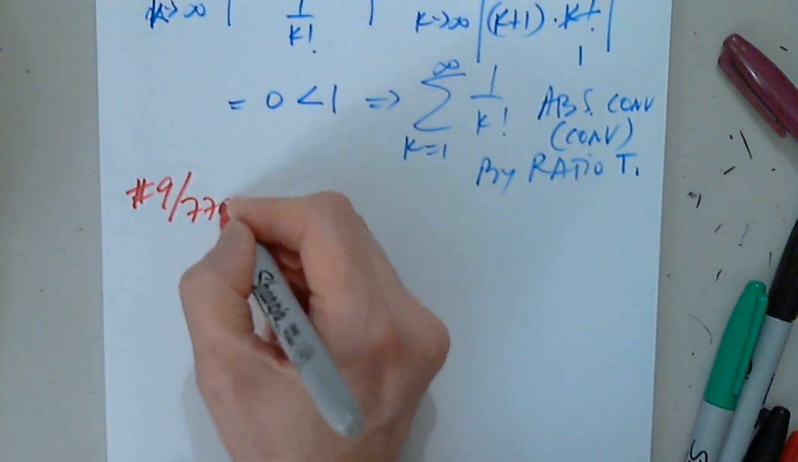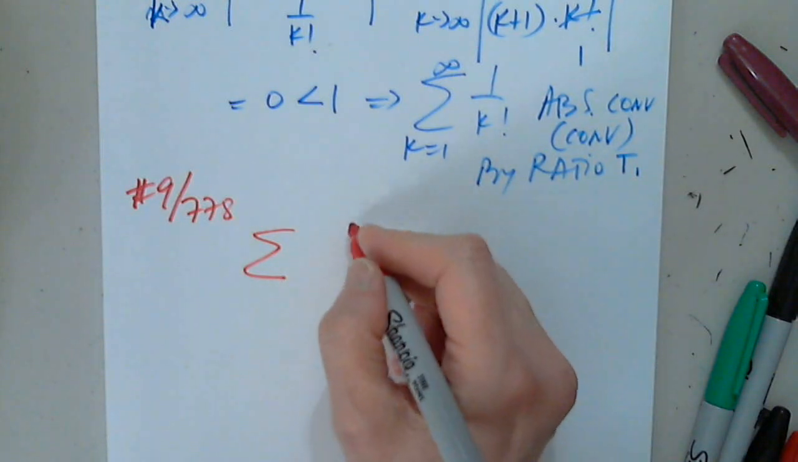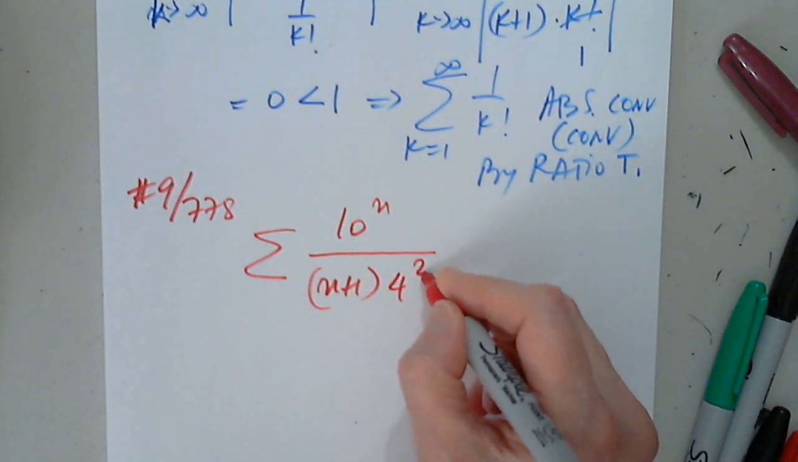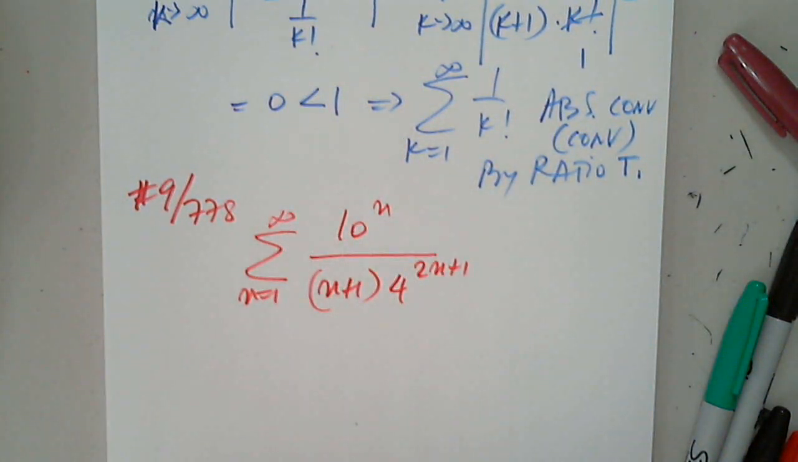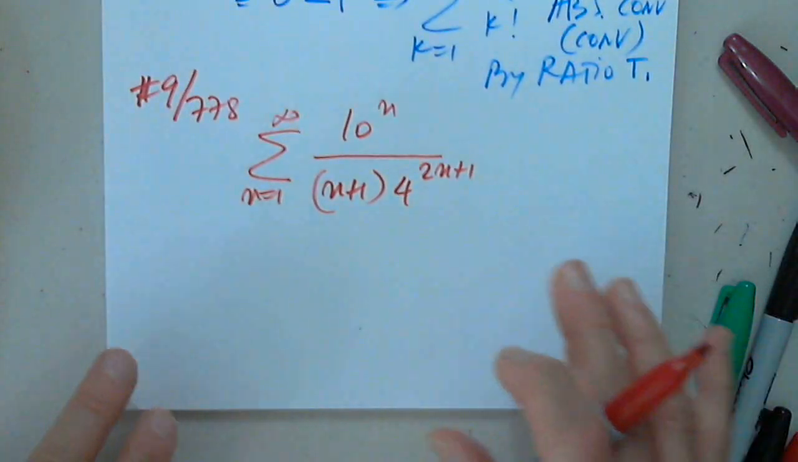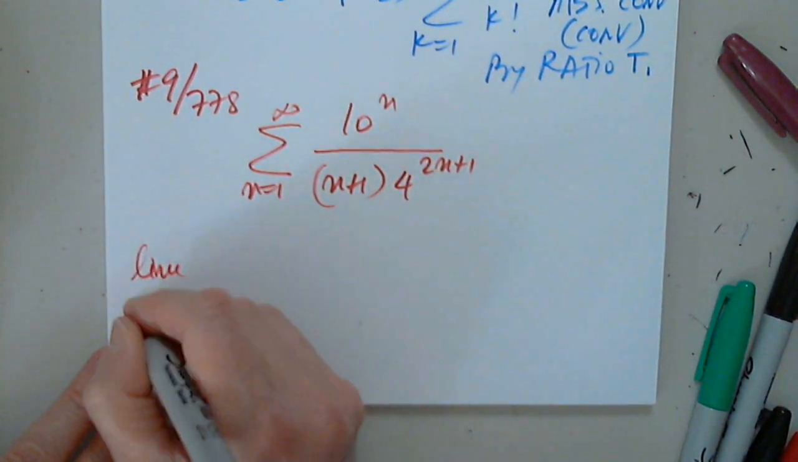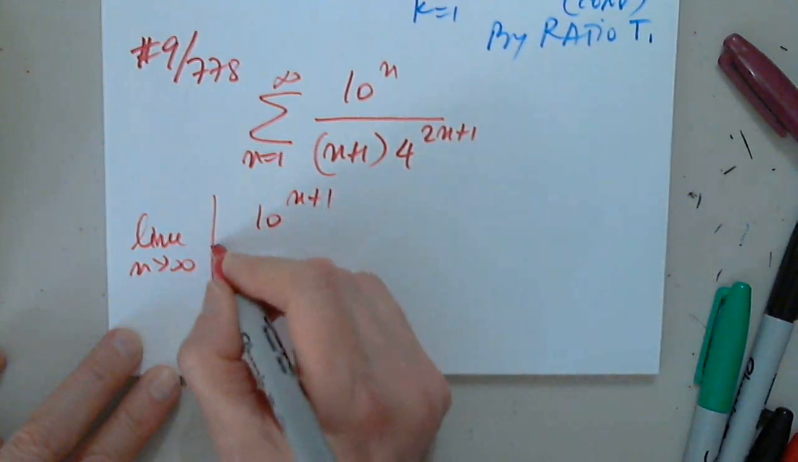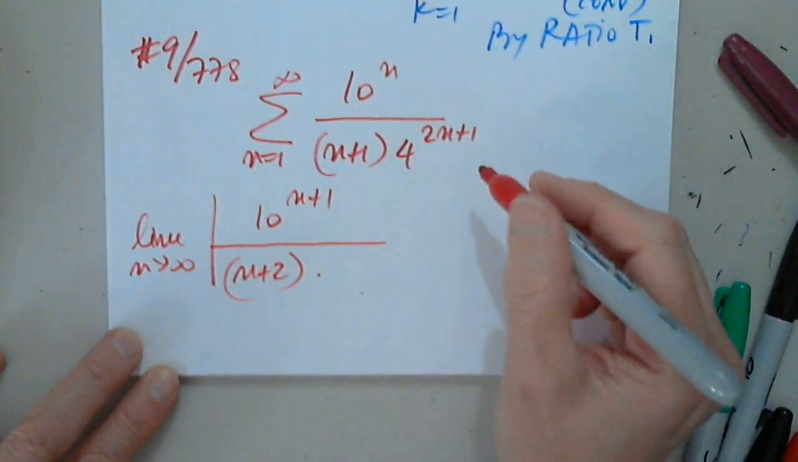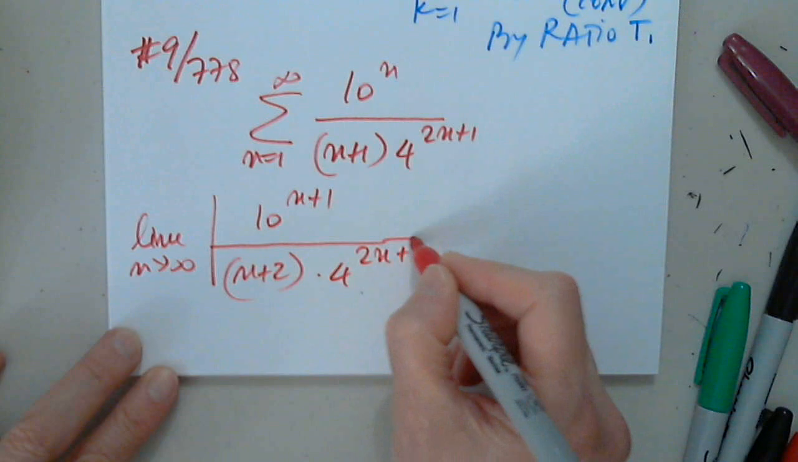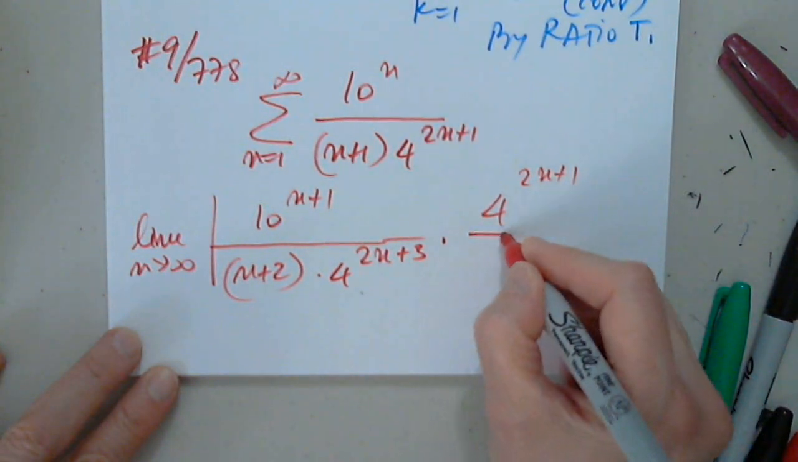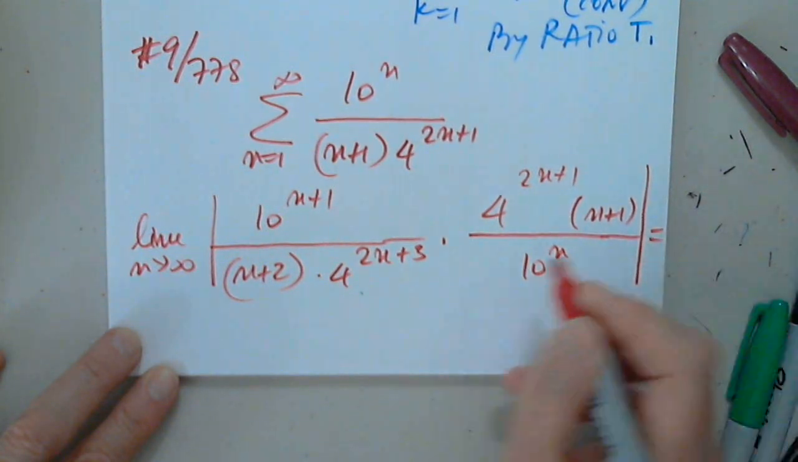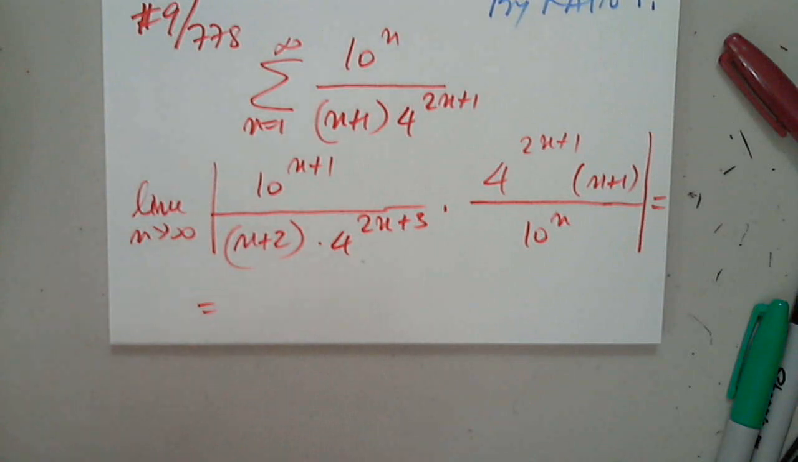Nine is also on page 778, and we have the series of 10 to the n divided by (n plus 1) times 4 to the 2n plus 1. Good? Okay, yes, again, it's a ratio. We're going to think of the ratio test. So we have the limit as n approaches infinity. Again, the absolute value is redundant because all terms are positive, but let's put it in. n plus 1 plus 1 is n plus 2. And here, 2n plus 2 plus 1 is 4 to the 2n plus 3. And I have to flip this, 4 to the 2n plus 1 over, also n plus 1 over 10 to the nth power. And let's see what goes away. Hopefully a lot. Let's try.